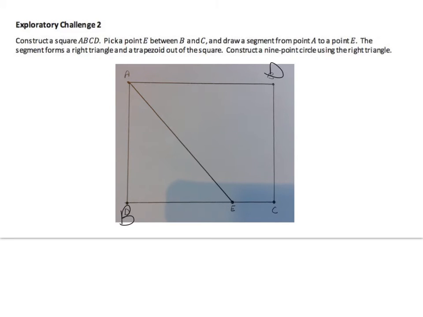The segment forms a right triangle. So we have a right triangle here, and a trapezoid. Okay? Really, the trapezoid we're not going to use at all, but just telling you those are the shapes that it created. We are going to use the right triangle, though. So this is what we're going to use to construct another circle. Okay?